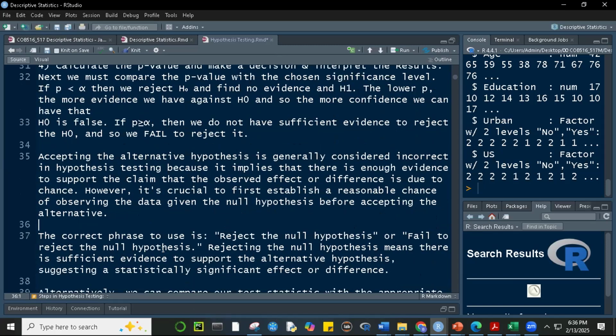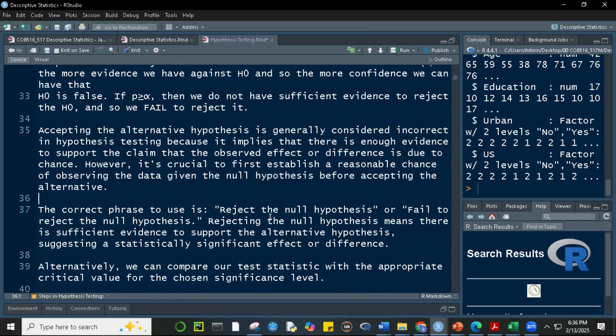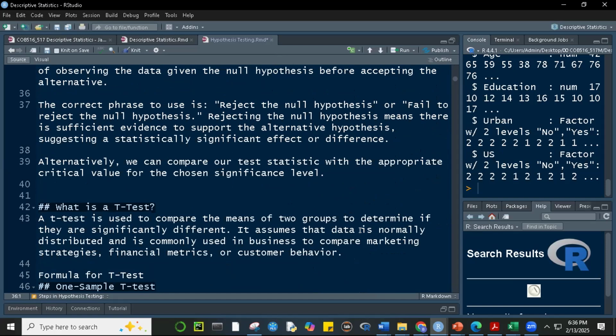So we say, just like as I said a while ago, we reject the H0 or fail to reject the null hypothesis. Okay? All right. So let's start with the first one. This is really what we came here to do.